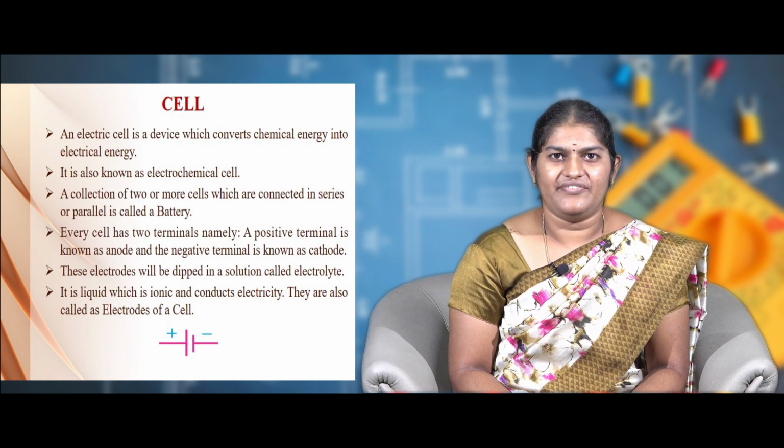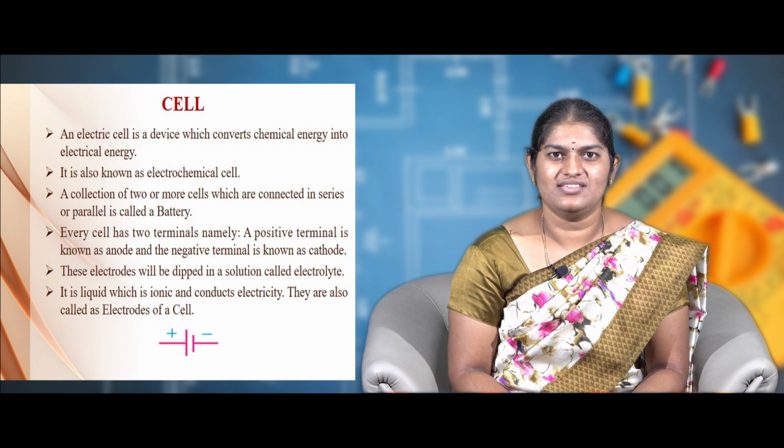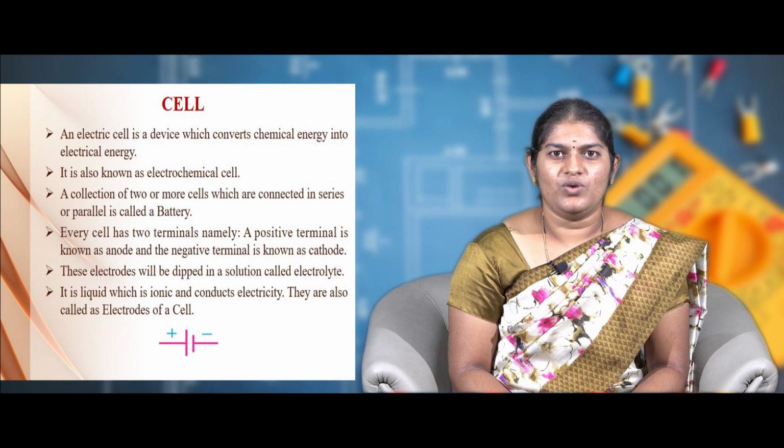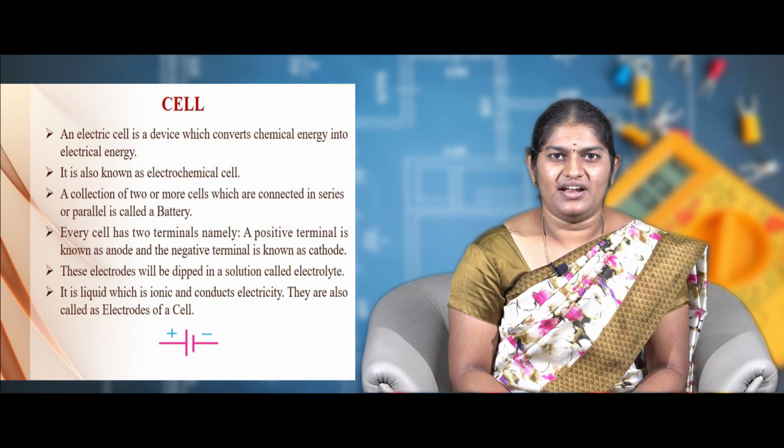First of all, we are going to discuss what is meant by a cell. An electric cell is a device which converts chemical energy into electrical energy. It is also called an electrochemical cell. A collection of two or more cells connected in series or parallel is called a battery.